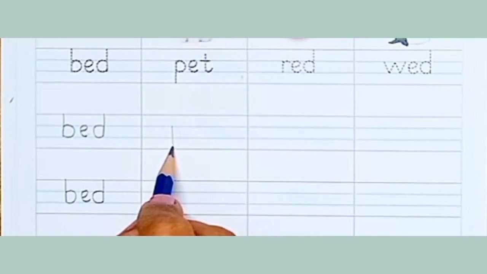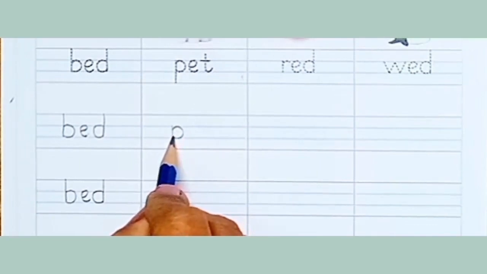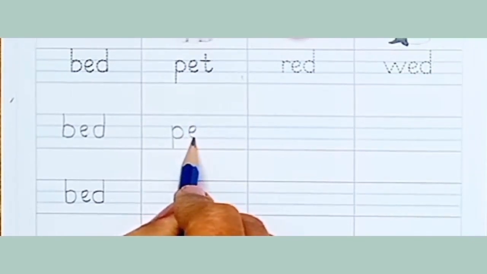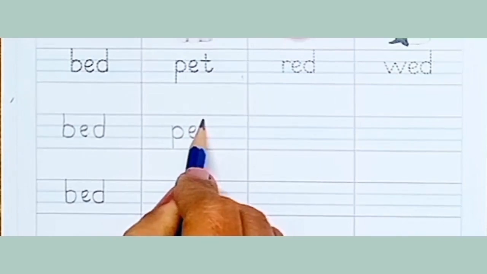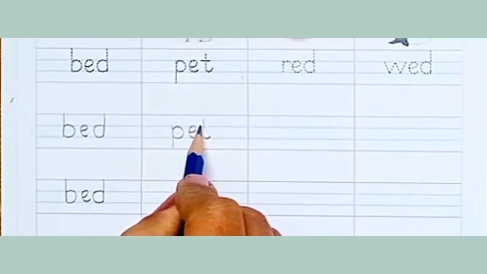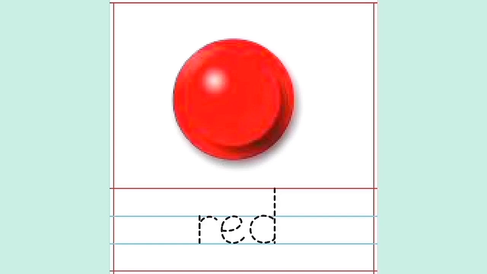P says p. E says e. T says t. Pet. P, E, T, pet.